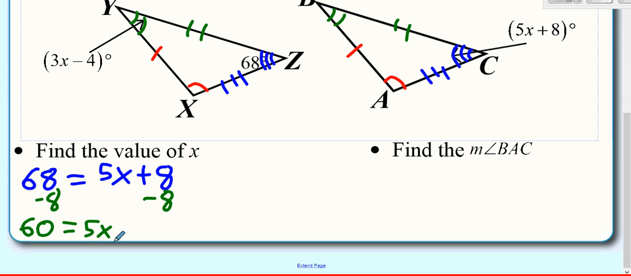Now we're trying to get X all alone, so we're going to divide by 5. And 60 divided by 5 is 12.